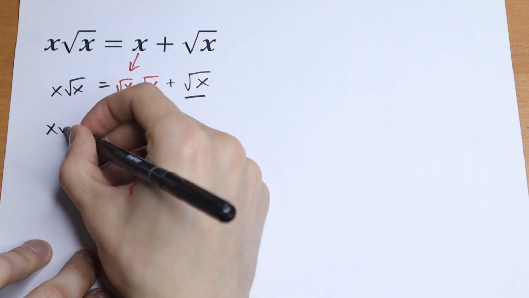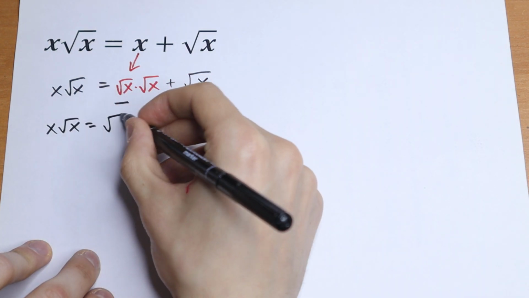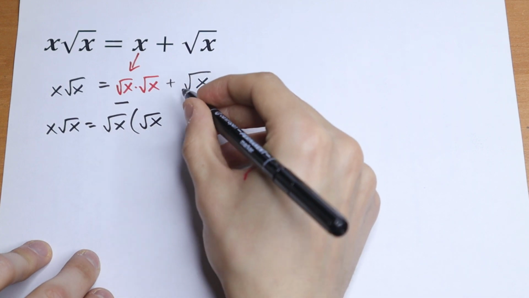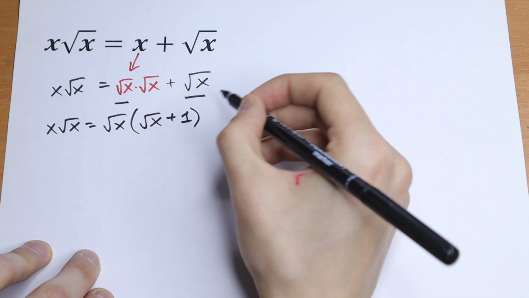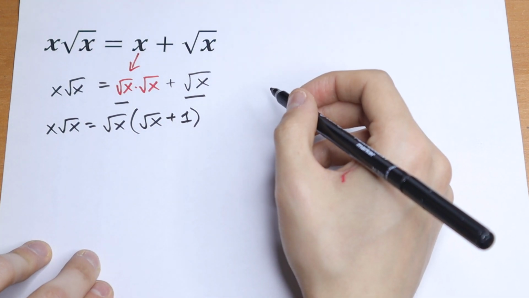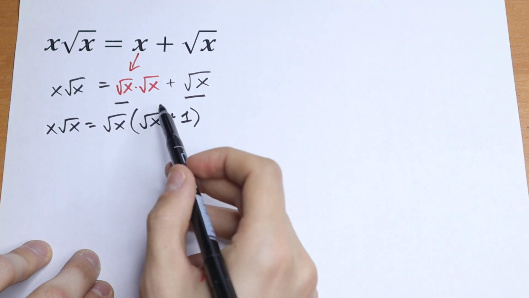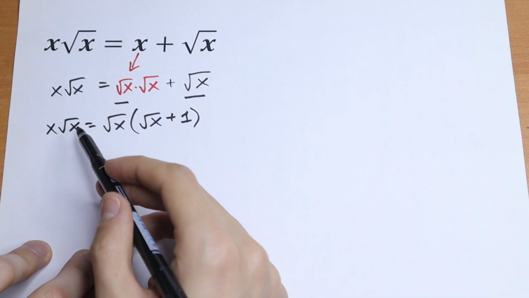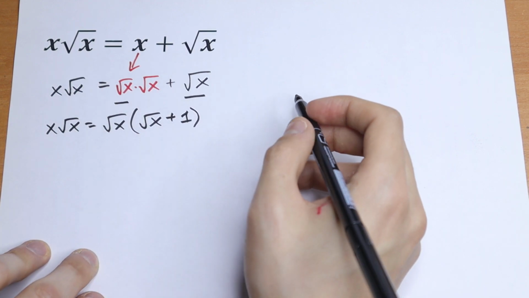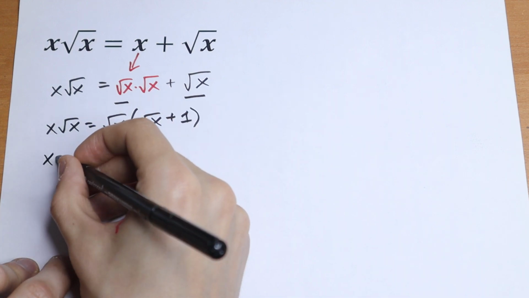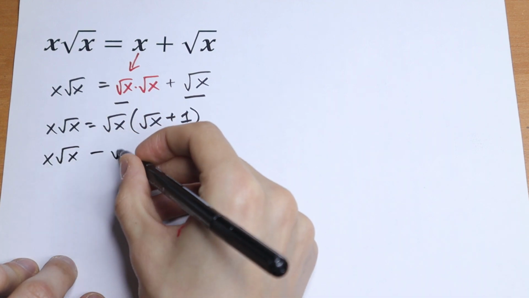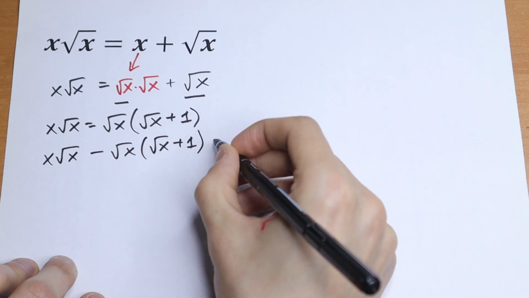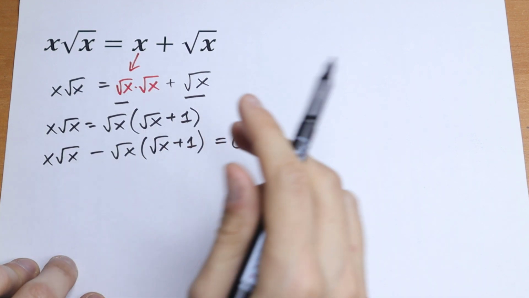We will have x square root of x equal to square root of x, and in parentheses we will have this square root of x, and from here we will have only 1. So what we're going to do next: we need our x's on the left and a number or value on the right. So x square root of x minus square root of x times square root of x plus 1. So we just bring this to the left.